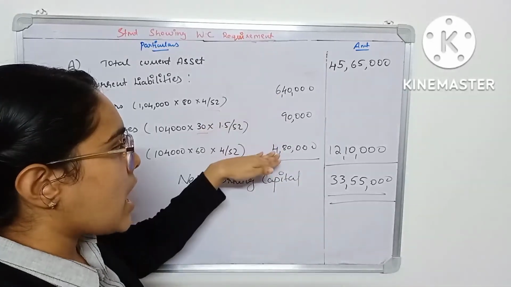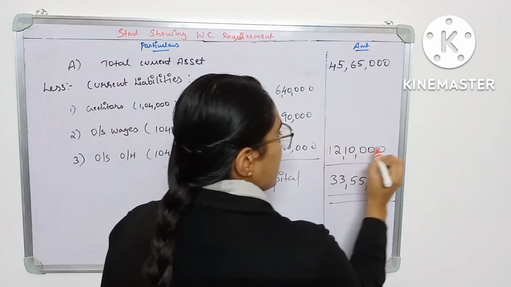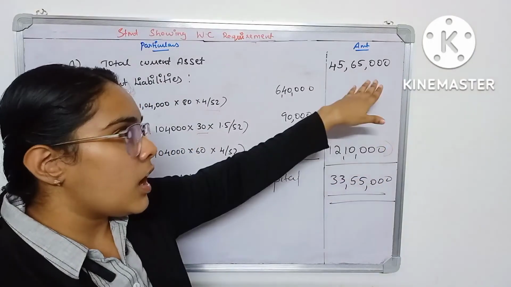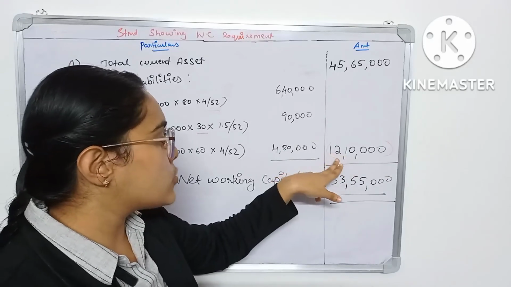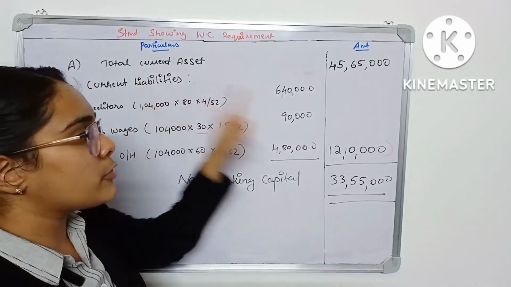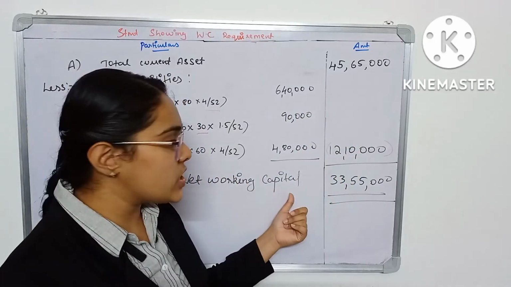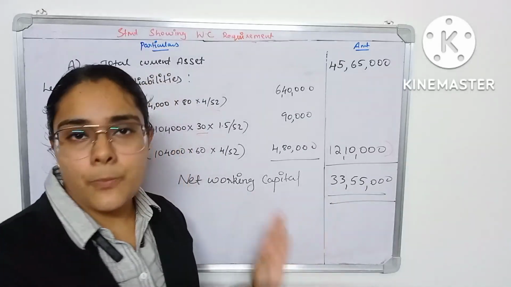When you add all these up, you get a total of 12,10,000, which is a negative figure. That is, you have to subtract this from the total of current assets. So you got a total of 12,10,000 with respect to current liabilities. Now you have to deduct this, and then you will get the net working capital, which is 33,55,000.